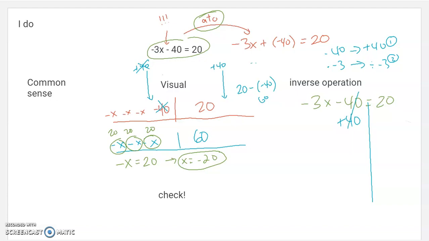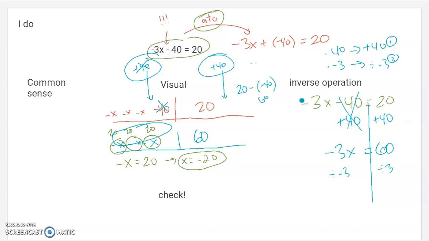Minus 40 plus 40 goes away. Plus 40. Notice this is exactly what we did over here. We added 40 to both sides first. And you get negative 3x equals 60. Now I'm going to divide both sides by negative 3, which is what I did here. 60 divided by negative 3 is negative 20. Okay, so that's if you just leave the subtraction in there.